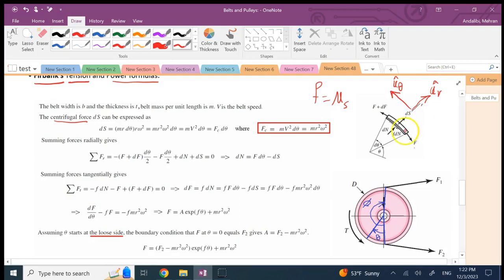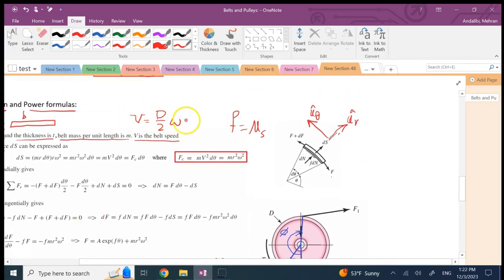Here, we assume that the mass of the belt per unit length is m. So m here is the mass per length of the belt. The width of the belt is b, the thickness is t, so we assume that the belt is a flat belt. So it's b by t, and v is the speed of the belt. Now v equals r times omega, or D over 2 times omega, where D is the diameter, or it could be small d. And you can also have it in RPM.